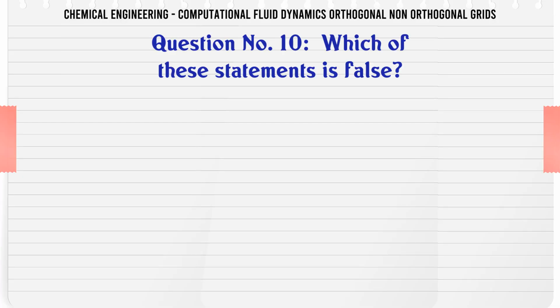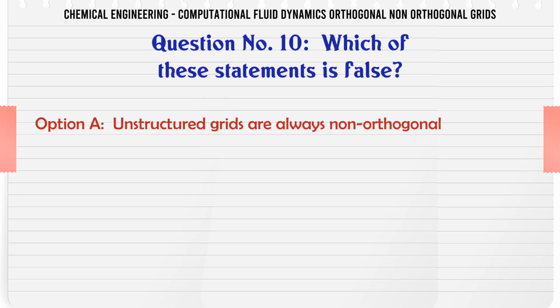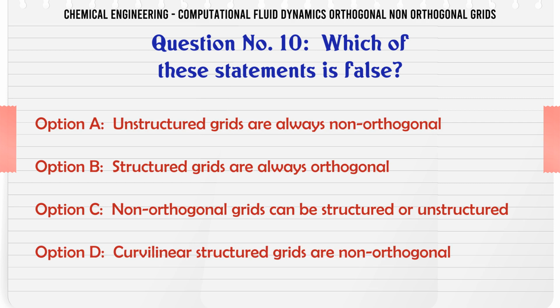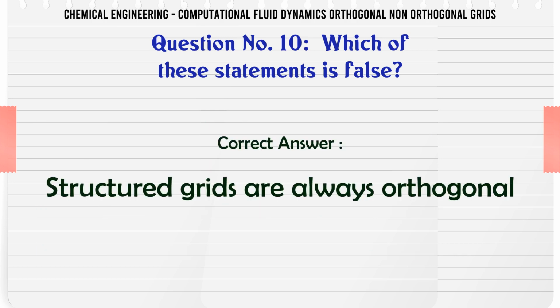Which of these statements is false? A. Unstructured grids are always non-orthogonal. B. Structured grids are always orthogonal. C. Non-orthogonal grids can be structured or unstructured. D. Curvilinear structured grids are non-orthogonal. The correct answer is structured grids are always orthogonal.